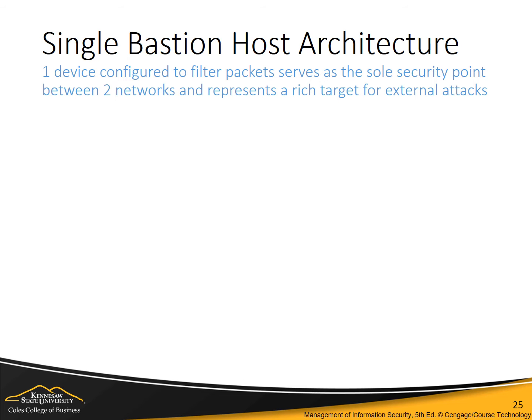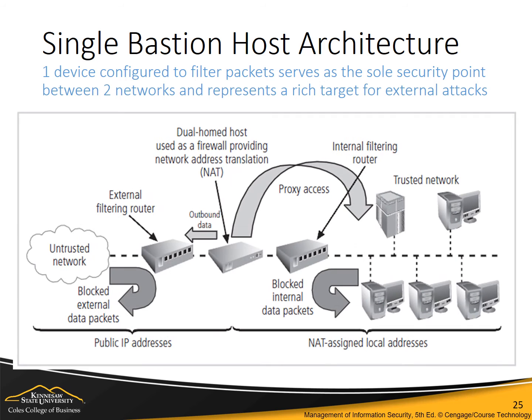In the single bastion host architecture, a single device configured to filter packets serves as a sole security point between the two networks and unfortunately represents a rich target for external attacks. The bastion host is usually implemented as a dual-homed host, as it contains two network interfaces, one that is connected to the external network and one that is connected to the internal network. Here you see a configuration of a dual-homed host that is used as a firewall and provides network address translation.